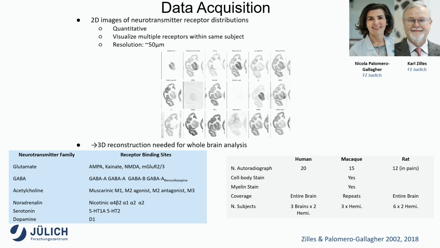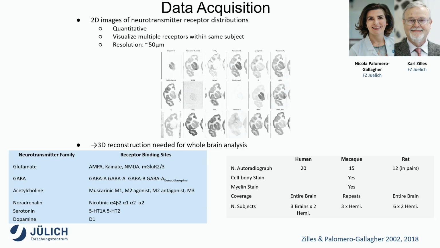So the data that we're working with comes from Jülich Forschungszentrum and was originally collected by Nicola Palomero Gallagher and Karl Zilles. So these data are autoradiographs. They're 2D images that have been acquired post-mortem, and they quantify neurotransmitter receptor distributions in the brain. This method has a lot of big advantages. Notably, it's quantitative. It lets you visualize multiple receptor systems within the same subject, so you can see how receptor patterns co-vary within an individual. And also the resolution is very high, about 50 microns.